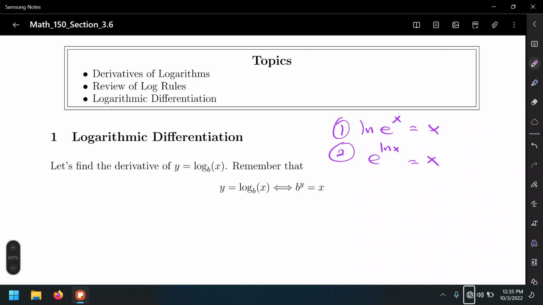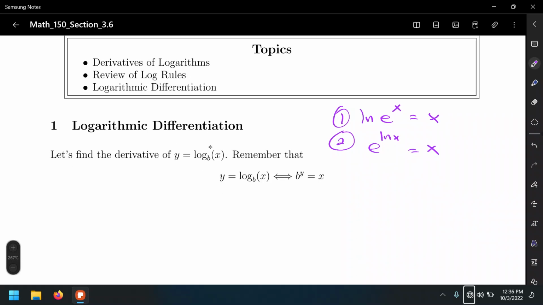However, we can use these properties to write exponential functions of some base that are not the natural e, the natural exponential, and turn them into an exponential. So, for example, what if we want to find the derivative of log base b of x?